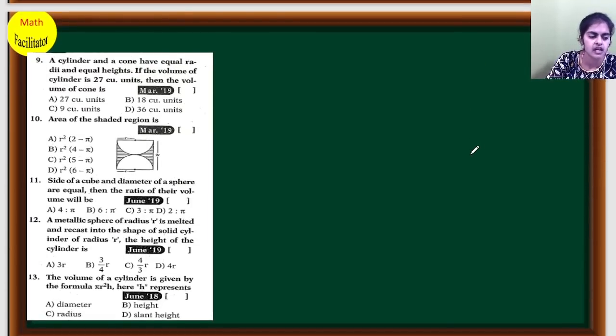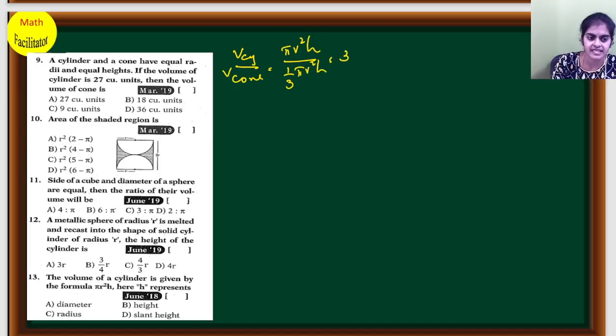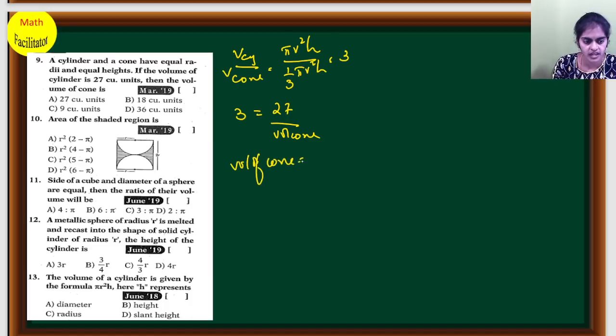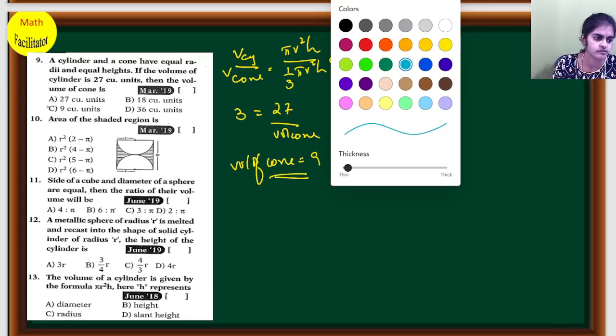Okay. A cylinder and a cone have equal radii and equal heights. Then the volume of the cylinder is 27. So cylinder and cone have equal radii, equal height. You know, volume of cylinder divided by volume of cone equal to 3. So this is pi r square h. This is 1 by 3 pi r square h. So you will get it as 3. Okay, so this 3 is equal to 27 by volume of cone I have to find. So volume of cone is 27 divided by 3. So you'll have 9 here.